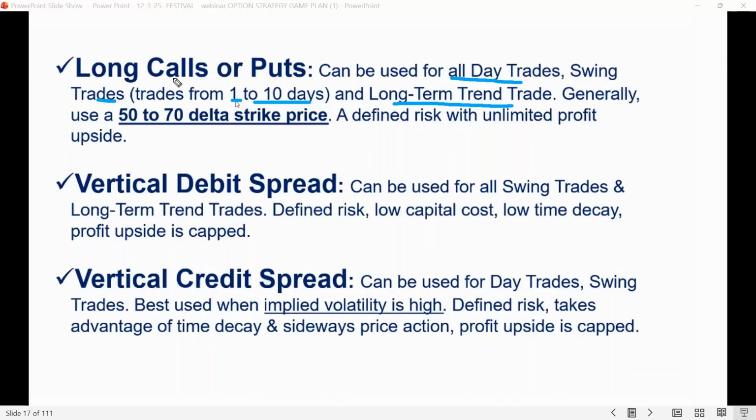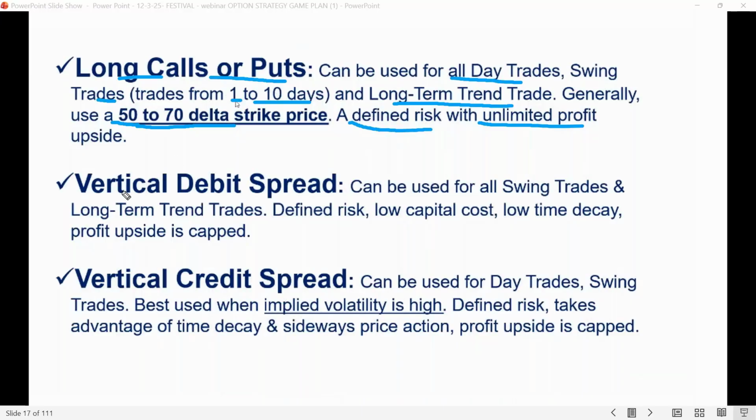Now, generally, when we're going long a call or put, we'll go either the 50 delta, which is at the money, or we'll go a little bit deeper into it, like a 70 delta strike. So that also reduces your theta a little bit as you go deeper in. So these are defined risk trades with unlimited profit to the upside, which is great. But they're going to have quite a bit of time decay when you go long calls or puts. Okay, so they're really a decaying kind of asset.